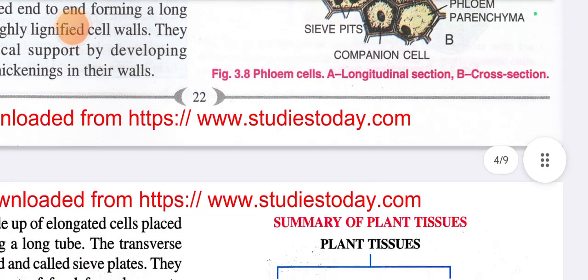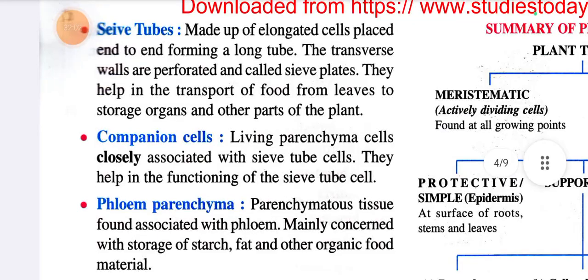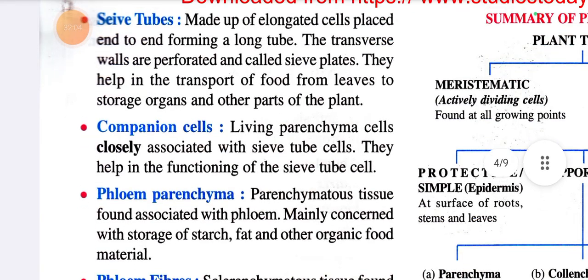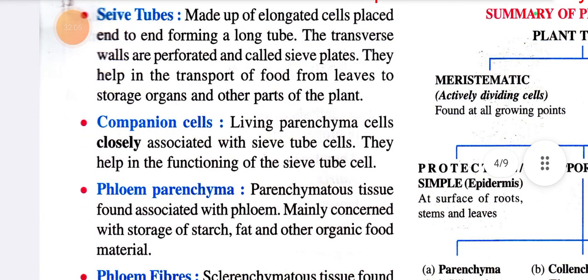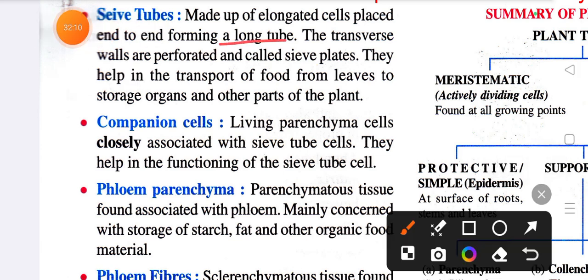So phloem cells: A, longitudinal section; B, cross section. Sieve tubes. They are made up of elongated cells placed end to end, forming a long tube. The transverse walls are perforated and called sieve plates.